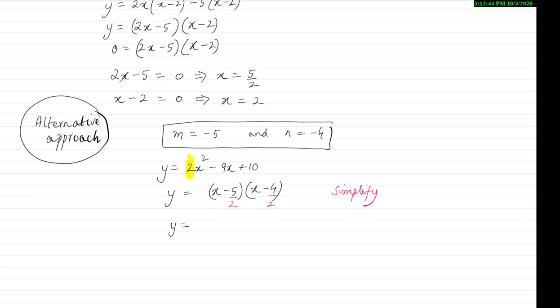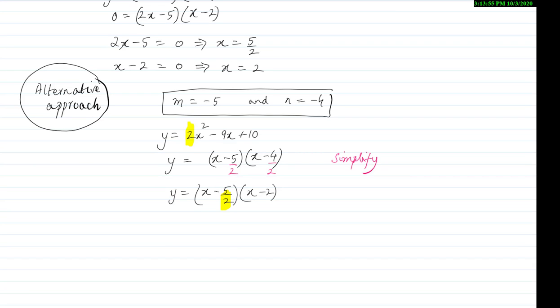So I divide both the numbers, negative 5 and negative 4, by 2. And then I simplify that. So x minus 5 on 2 cannot be simplified, whereas x minus 4 divided by 2 simplifies to x minus 2.